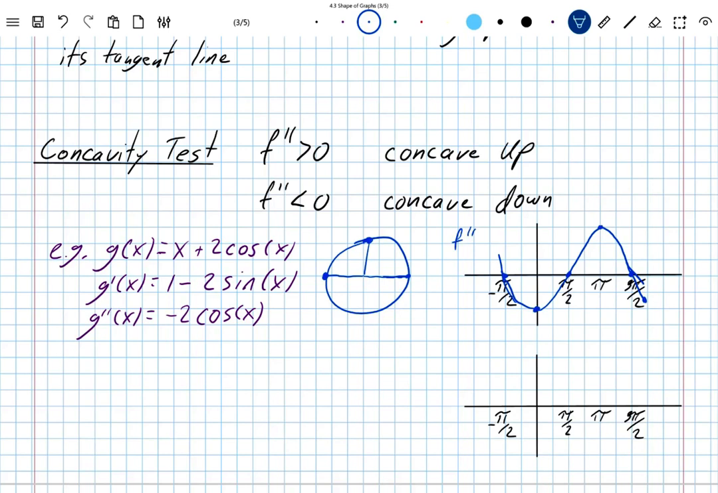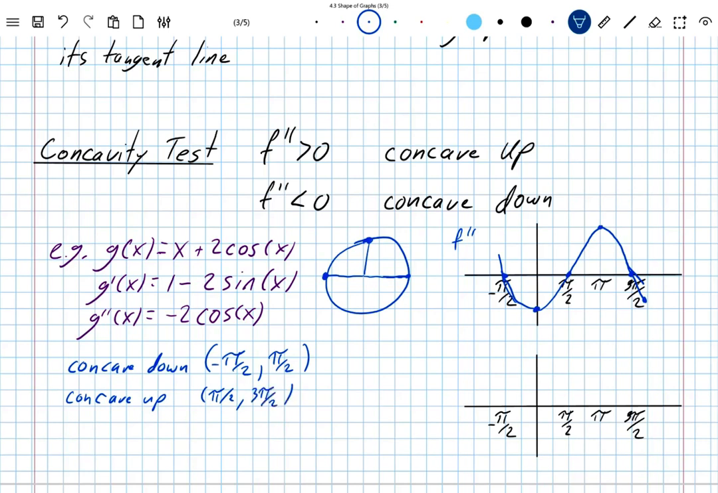Okay, and what this is telling you then is that where this is negative, we are concave down. Where it's positive, we are concave up. So concave down from negative pi over 2 to pi over 2. Okay. And concave up from, looks like pi over 2 to 3 pi over 2.